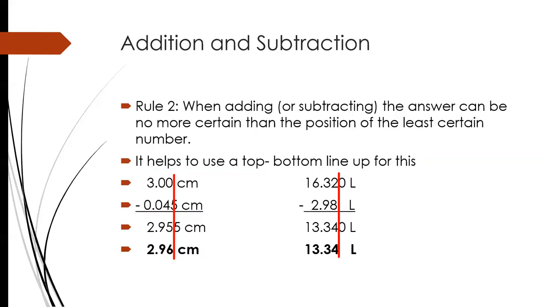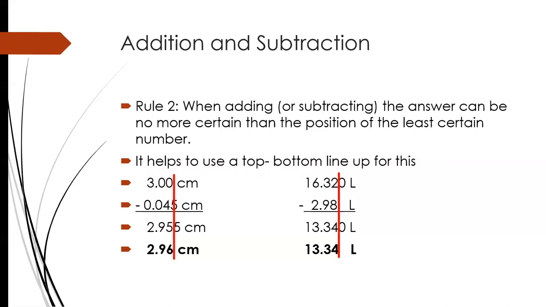Very good. Rule number 2 is for our addition and our subtraction. Now, addition and subtraction follows its own set of rules. So when you do addition and subtraction, it doesn't matter how many sig figs there are, it all depends on where they are. So to visualize this, what you do is you basically line up your adding or your subtracting values. Now, what that means is the answer can only have it to the place where our uncertainty begins.